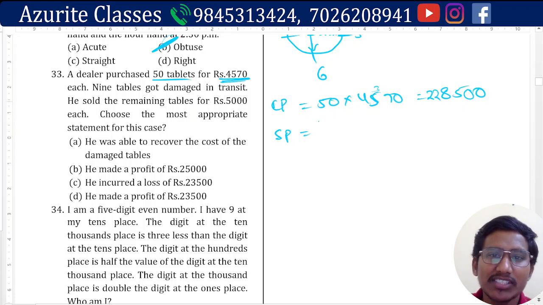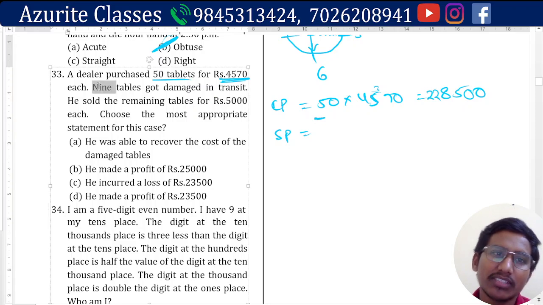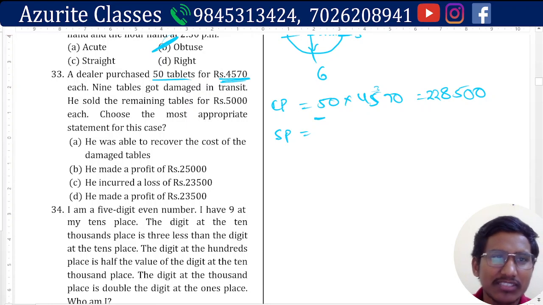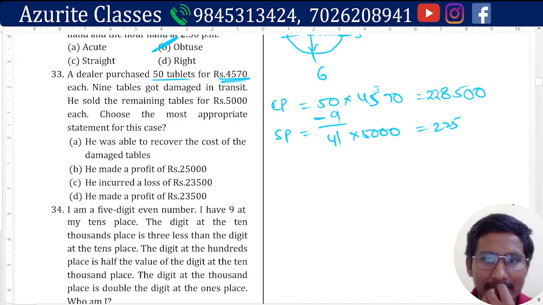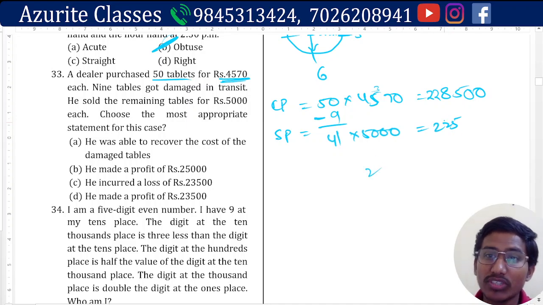Selling price will be: here how many are damaged? 9 are damaged, so minus 9, because those are not possible to sell. So 41 will be remaining. For 41, 5,000 rupees is the price, right? So 41 into 5,000 will be how much? You can multiply, there will be 3 zeros and then 5 ones are 5, 5 fours are 20, so 205, that is with 3 zeros.